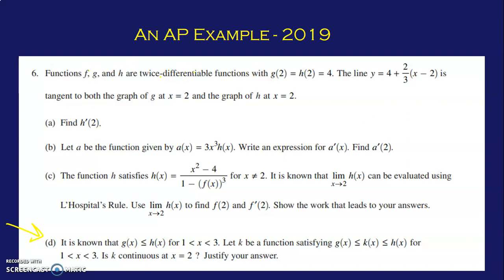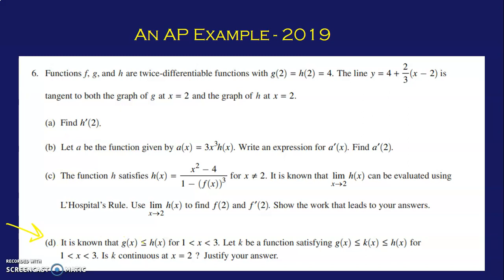They're all twice differentiable, which means that they're continuous and differentiable, and then the derivative is differentiable. And it tells me a couple of values of g and h, and then it tells me that this line is tangent to both g and h at that x value. Now, we're going to skip over parts A, B, and C because they don't include the squeeze theorem at all, and just talk about part D.